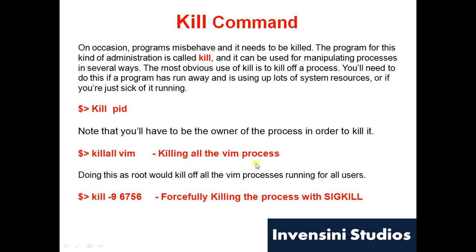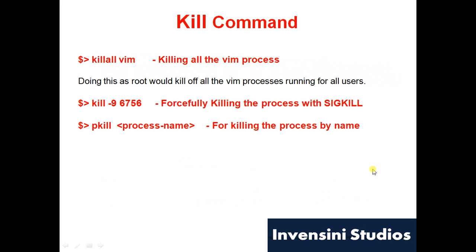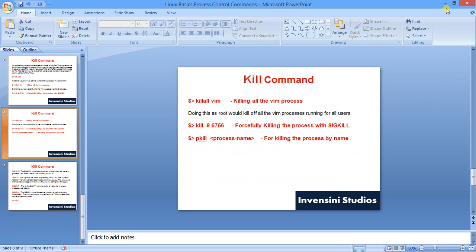Suppose you are killing the vim process from root, it will close all the vim which is executing from any of the logins. So when you say killall, it will kill all the processes. Sometimes a simple kill is not enough for killing a process, so you say -9 and you give a process ID, and it will forcefully kill with SIGKILL. Similarly, if you don't remember the process ID or you don't want to grep the process ID, you can say pkill. I can mention -I or anything the way you want. Okay, so let's see some examples of it.